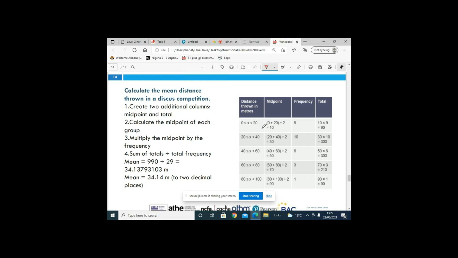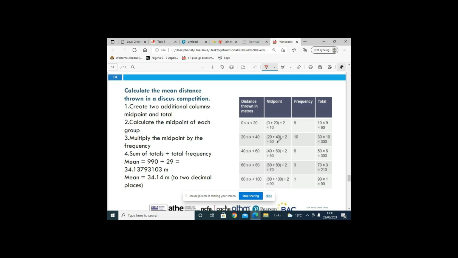So what's the midpoint between 0 and 20? This is how to find the midpoint: just add these two numbers together and divide by 2. So 0 plus 20 is 20, divided by 2 is 10. This 10 is the midpoint. For the second one, 20 plus 40 is 60, divided by 2, you get 30. The midpoint for the third one, 40 plus 60 is 100, divided by 2 is 50. For this one, 60 plus 80 is 140, divided by 2 is 70. Then 80 plus 100 is 180, divided by 2 is 90.